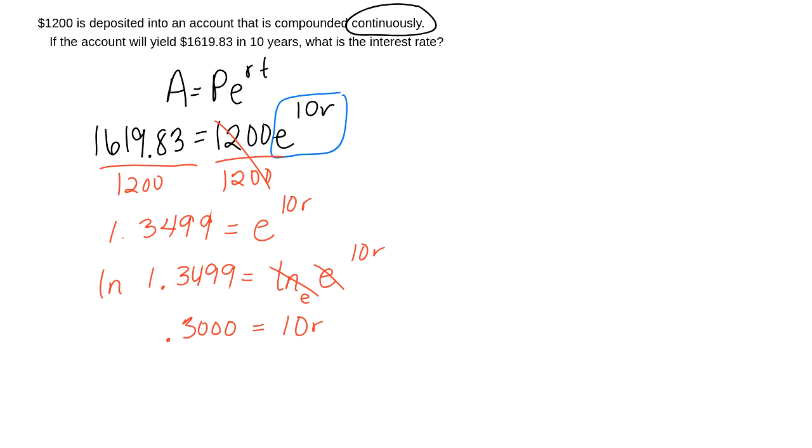So when we divide both sides by 10, we get R equals 0.0300. Because we're finding an interest rate, and interest rates are normally given as percentages, to change this decimal to a percent, you take your decimal and move it 2 places to the right. It's going to fall right there, which means the rate is about 3%.